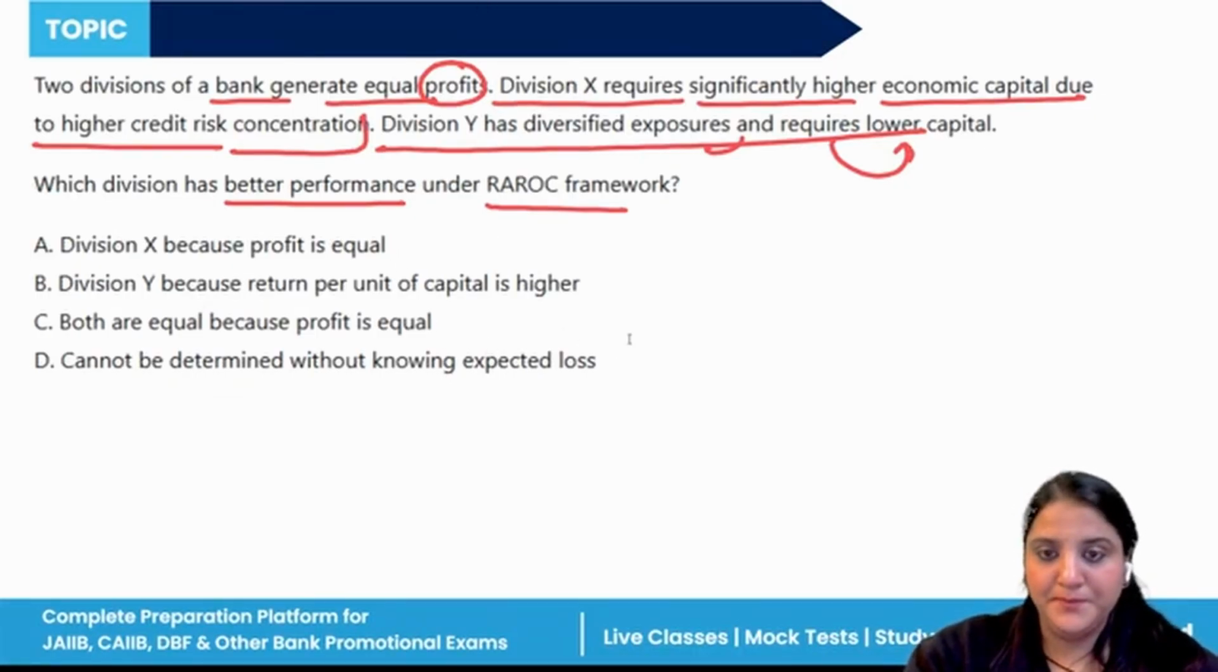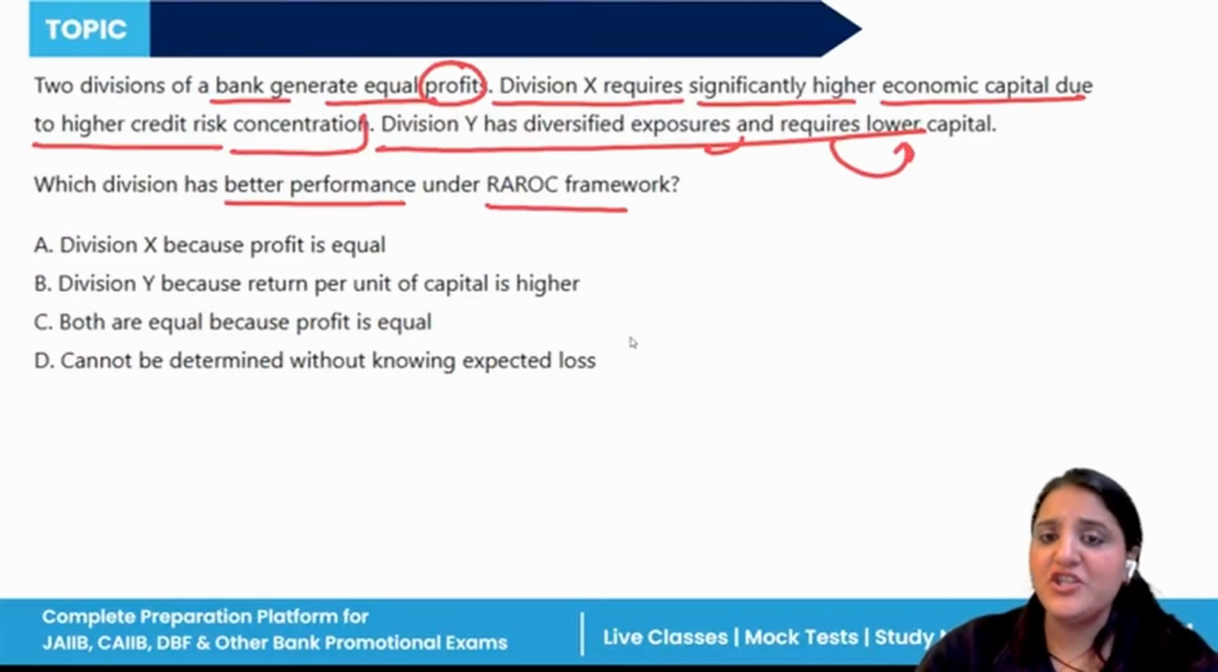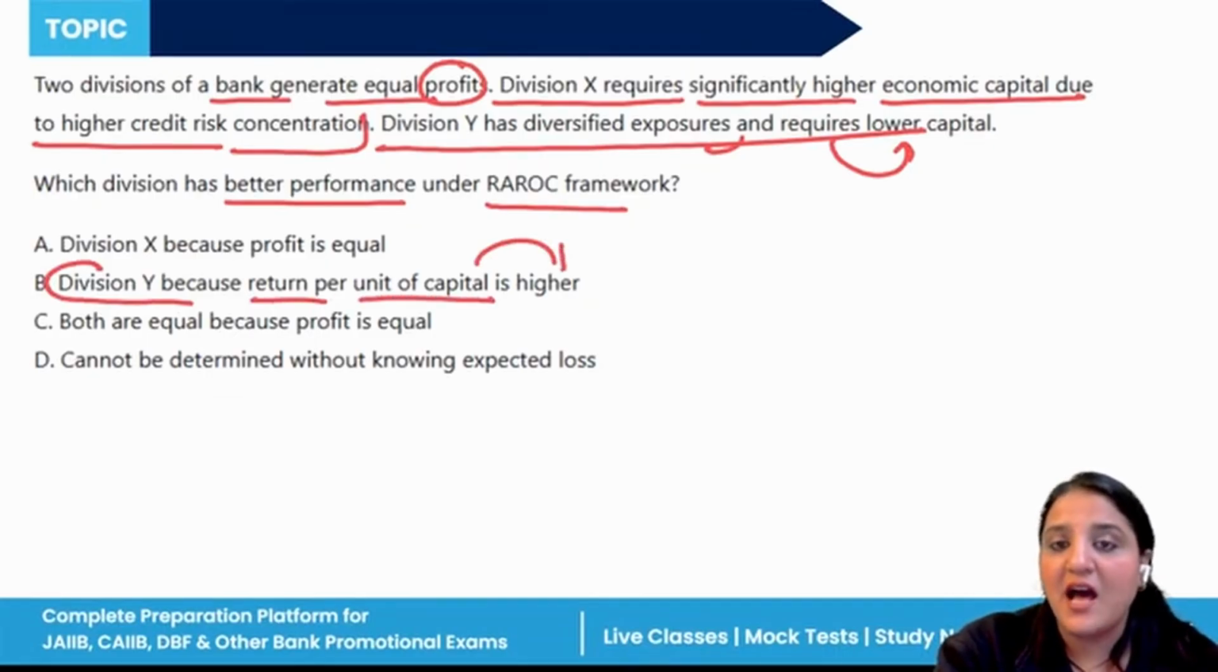So, very simple. RAROC compares profit with the economic capital. If profit is the same, but one division uses less capital, it generates more return per unit of capital. That division has better risk adjusted performance. So the answer is Division Y because return per unit of capital is higher. So option B is correct here.